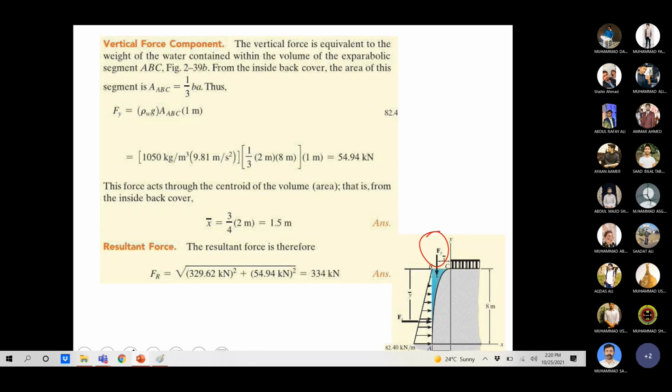So the vertical force is equivalent to the weight of water contained within the volume of the parabolic segment. From the inside back cover, the area of this segment, area of ABC. What is A here? A, B, C.